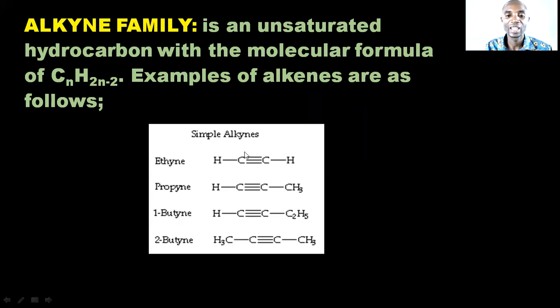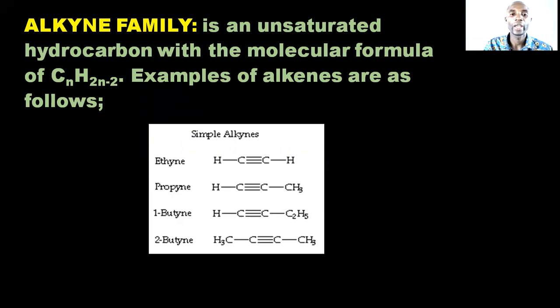See the triple bonds. So alkynes have triple bonds, alkenes have double bonds, while alkanes have single bonds between the carbon atoms. So these are ethene, ethyne, propyne, and butyne, 1-butyne or 2-butyne. It depends on the particular one you are writing in terms of their nomenclature.